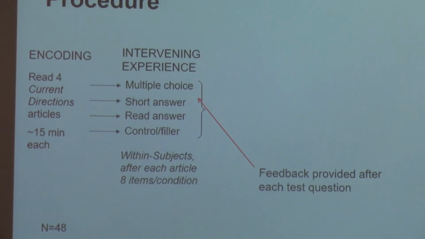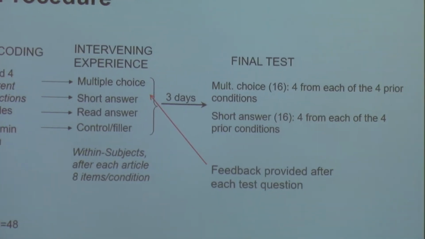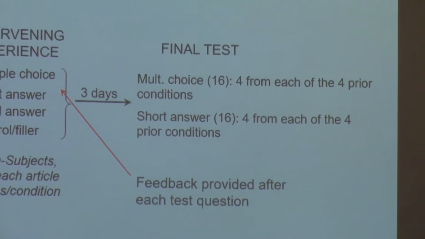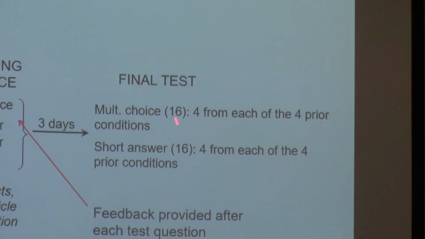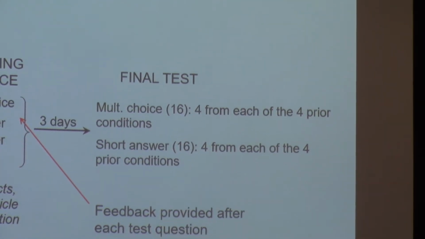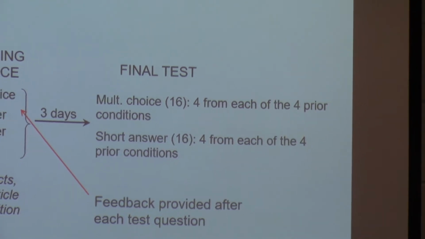So every participant went through all 4 conditions, because they read 4 articles and each one was paired with one of these conditions. Feedback was provided, and then 3 days later, we asked our participants to come back, and then we tested them on the content of all 4 articles again. And there were 2 formats for the final test, multiple choice and short answer. So let's take a look at the results on this final test 3 days later.